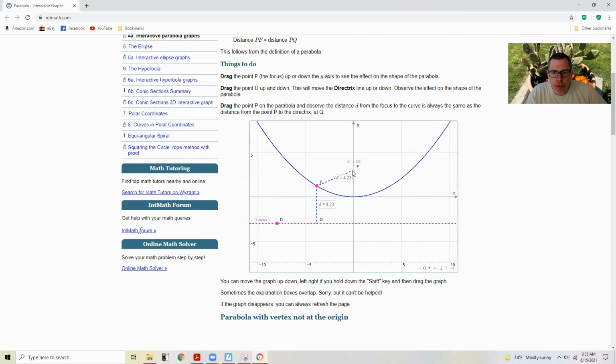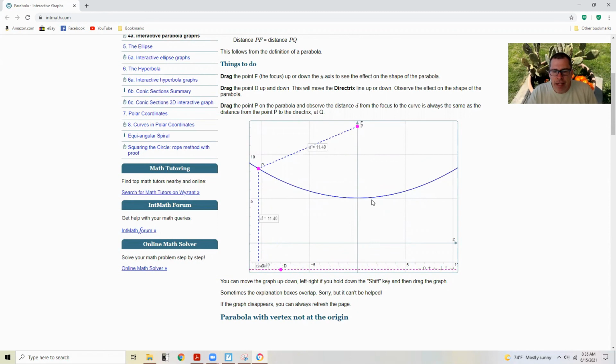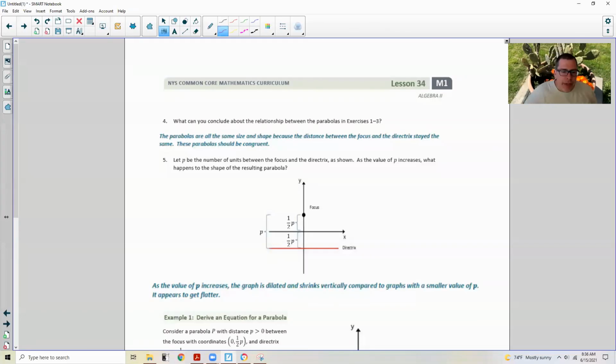So I'm going to move F away. And what is the parabola doing? It's flattening out. The further you get from it, let me move this down now, I'm going to move it even further away. The parabola is getting flatter and flatter. It's growing slower. Putting that into words, I would say as the value of P increases, the graph is dilated and shrinks vertically compared to graphs with a smaller value of P. It appears to get flatter.